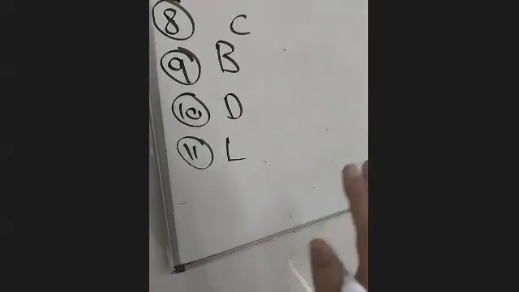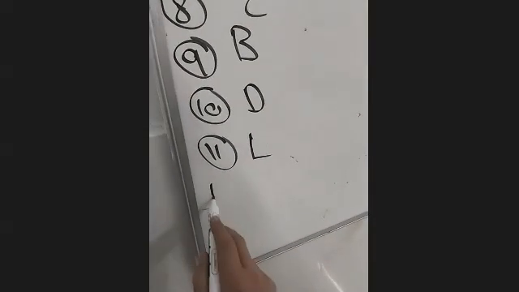Question 11, square. Square, a rectangle with 4 congruent sides, L. Square is a rectangle, but with 4 congruent sides. Question 12, the last one in this page, is pentagon. Pentagon is a polygon with 5 sides, which is F.